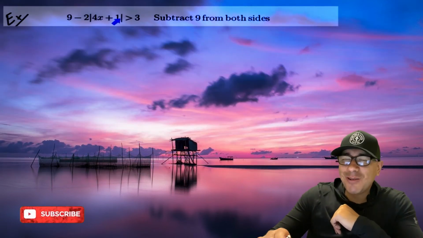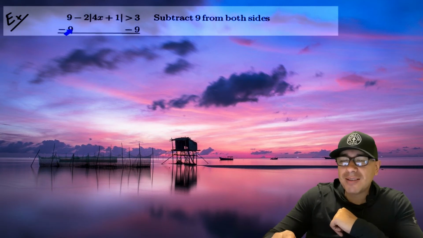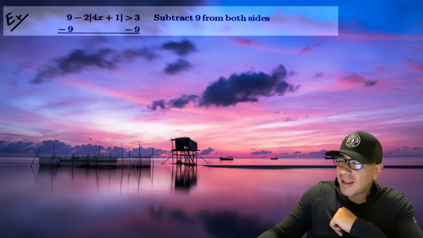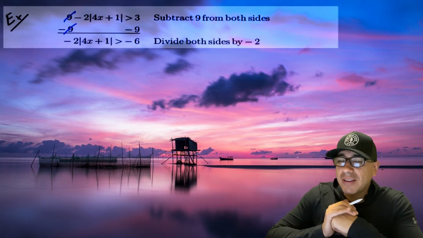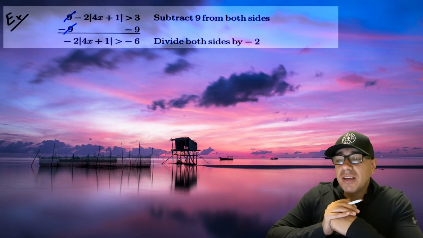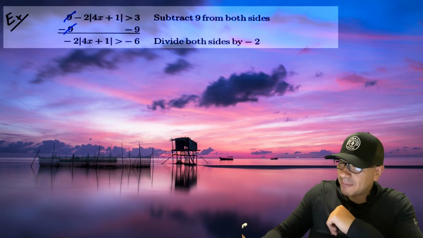All right, so we're gonna go ahead and isolate this absolute value. So let's subtract 9 from both sides. All right, so those 9s will cancel. And now we're left with negative 2 times the absolute value of 4x plus 1 being greater than negative 6.